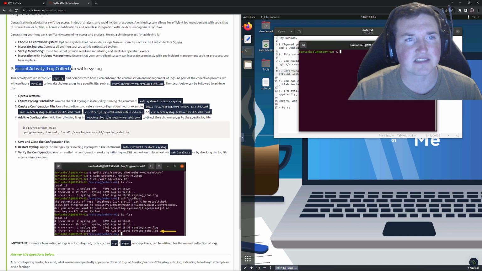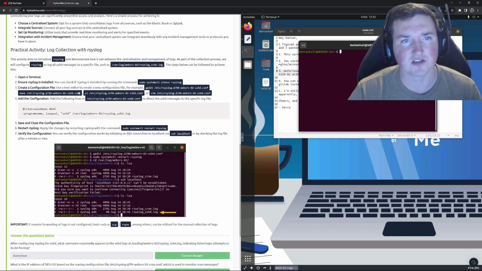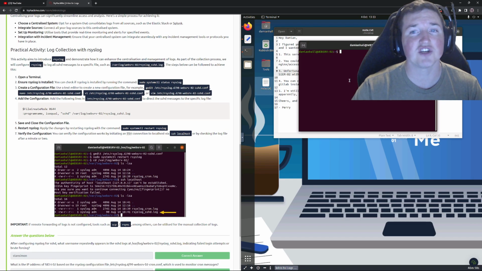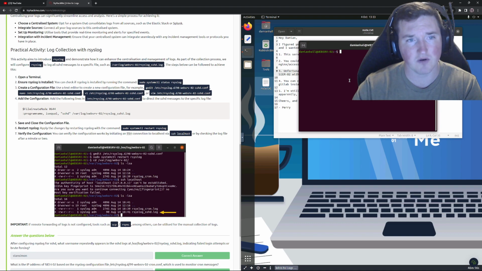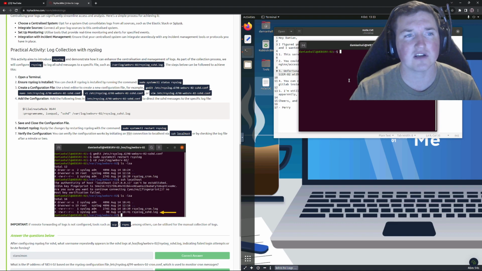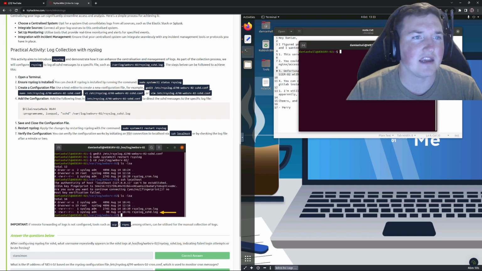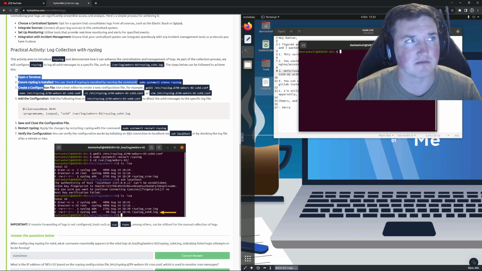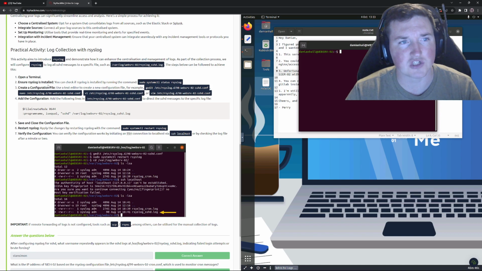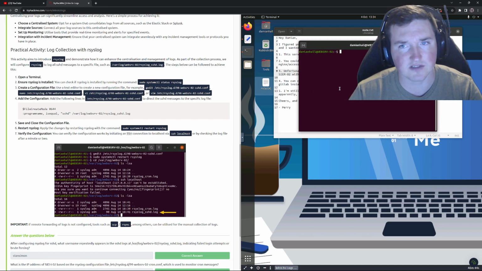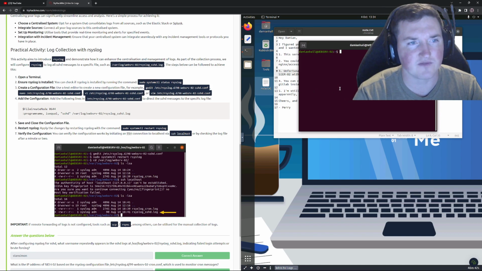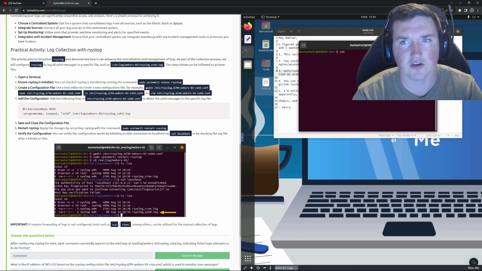Now, practical activity, log collection with rsyslog. So we're going to do this practical activity. I'll tell you, this machine over here is super slow. Because it's so slow, I've already done these, but I'm going to prove it and show you guys. Literally you follow the steps word for word. Open the terminal, ensure rsyslog is installed. Ours is. And then create a configuration file.